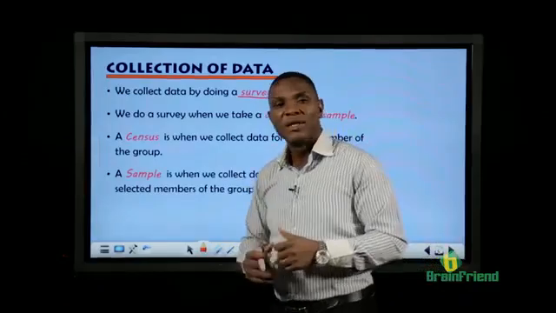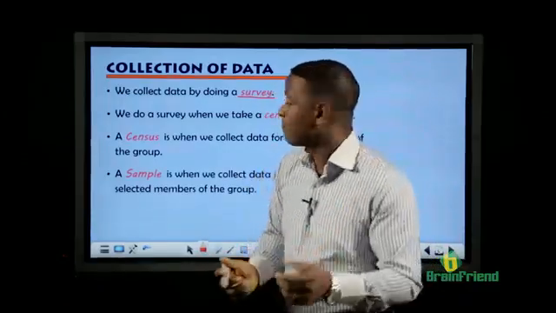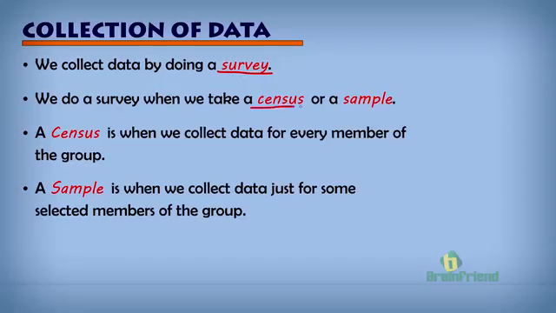Now, there are 2 kinds of survey. We have what we call census, and we also have what we call a sample. When you take a census, it means that you have collected data for every member of the group. Let's take a typical example. If I want to take information for, let's say, your class, JSS 3.